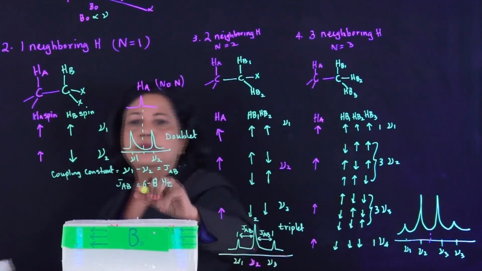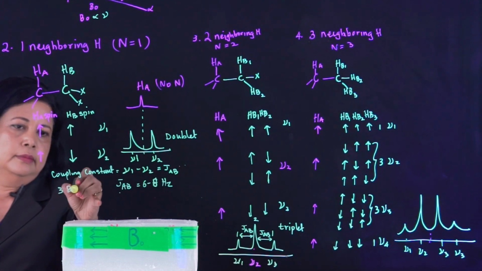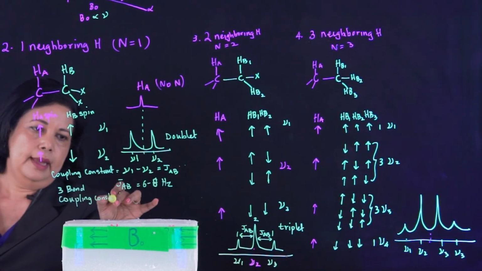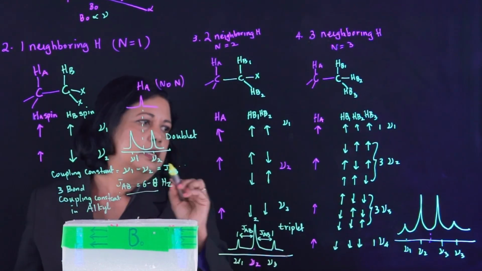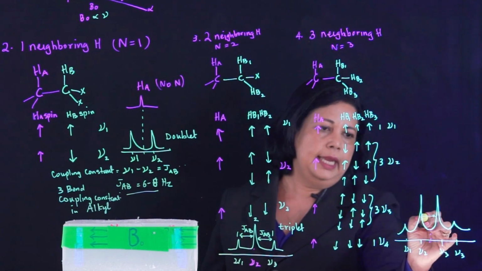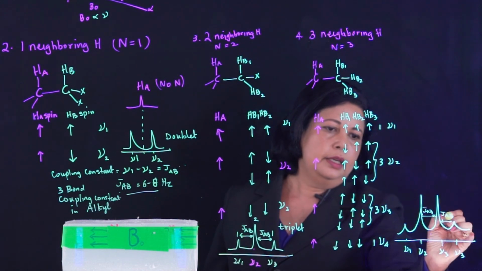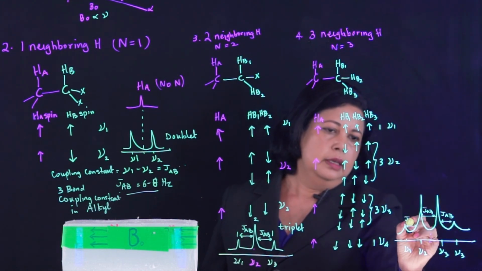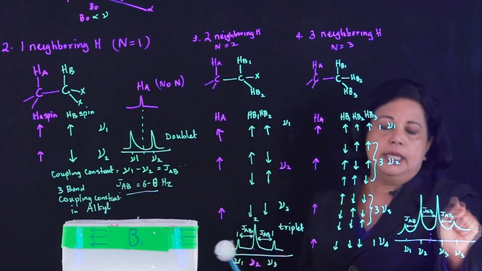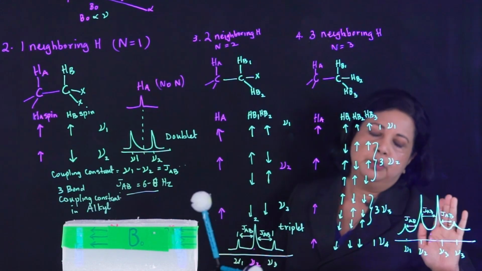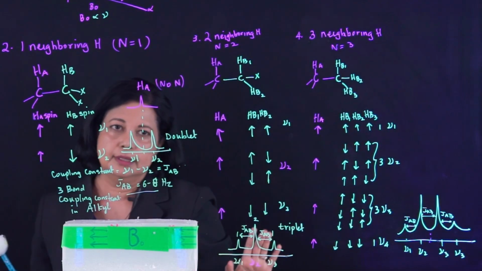And the coupling constant for all of these 3 bond couplings in alkyl systems is going to be about 6 to 8 hertz. So this is going to be the same. JAB is about 6 to 8 hertz. And for a certain molecule where you have all of these groups fixed, the JAB is not going to change regardless of which machine you're running it on. That's going to be a constant.